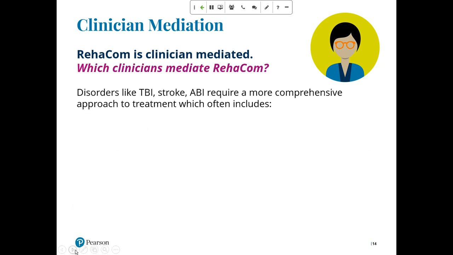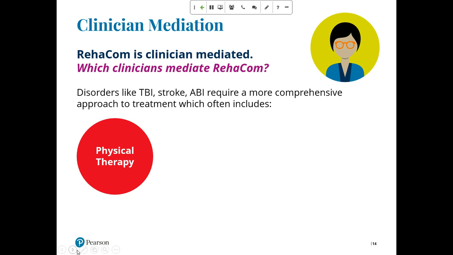So, disorders like traumatic brain injury, stroke, acquired brain injury that require a comprehensive approach may include physical therapy. I had a young man once who was hit in a motor vehicle accident, and he required very intensive physical therapy when he was on an inpatient basis, and he continued to require it as he went back to school. And he needed the therapy in order to be able to become more independent and self-sufficient. And we know physical therapy can be wonderful for a lot of patients.